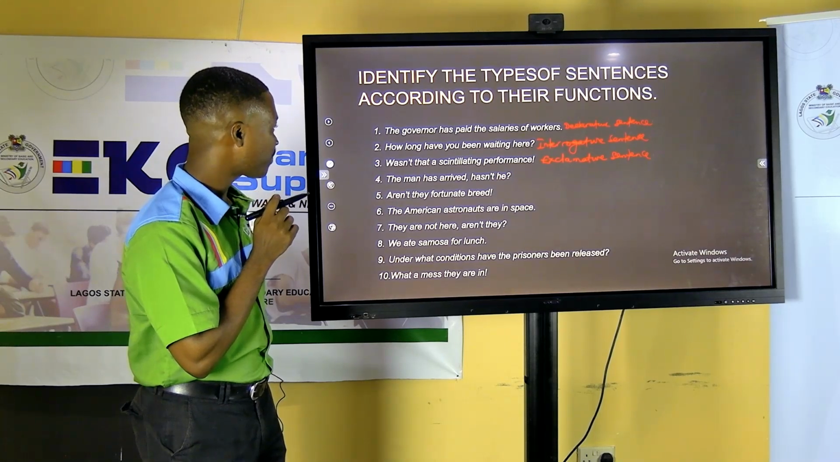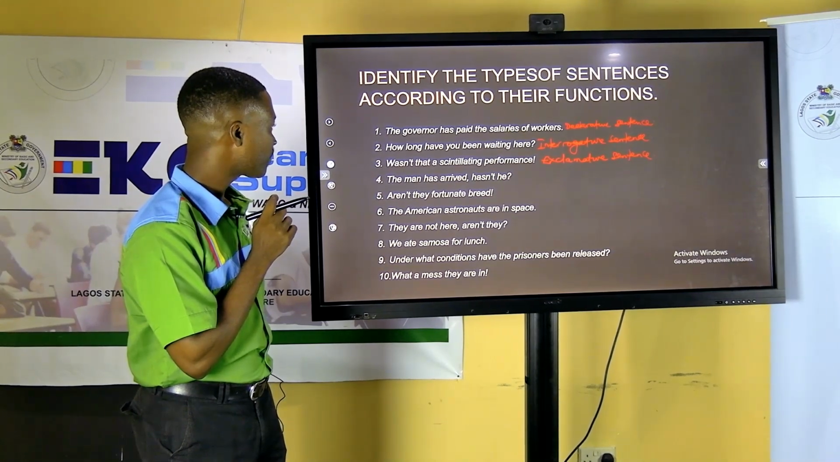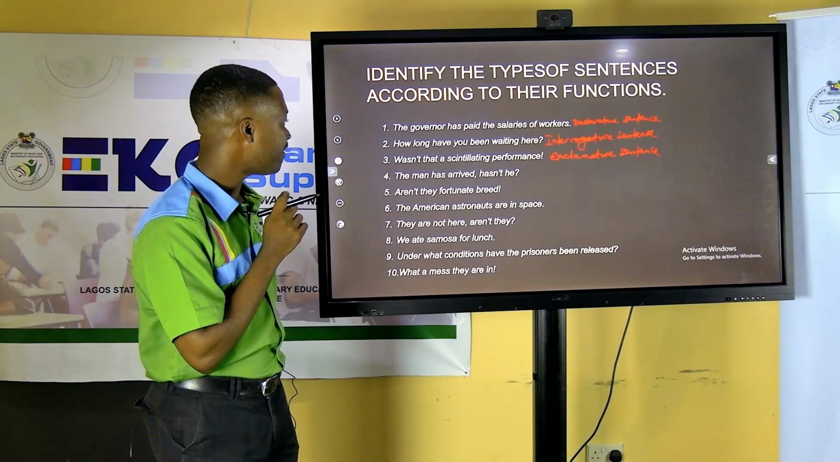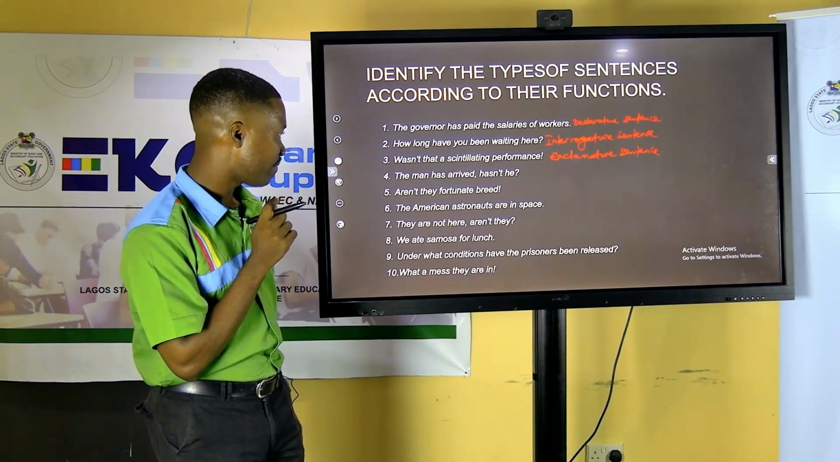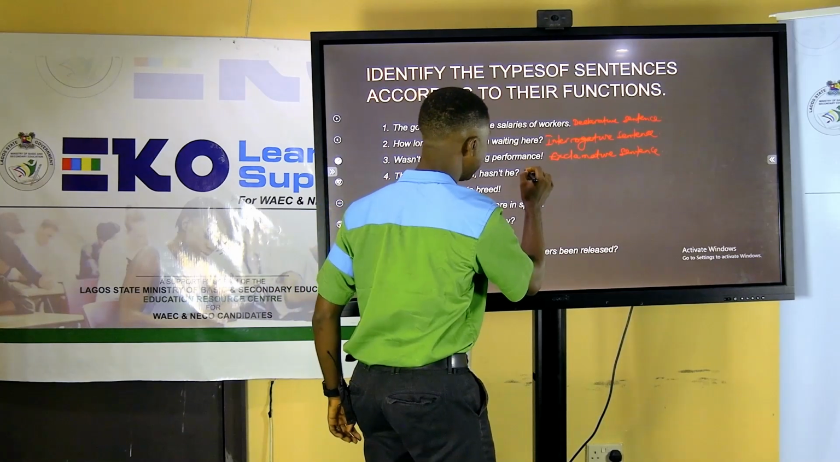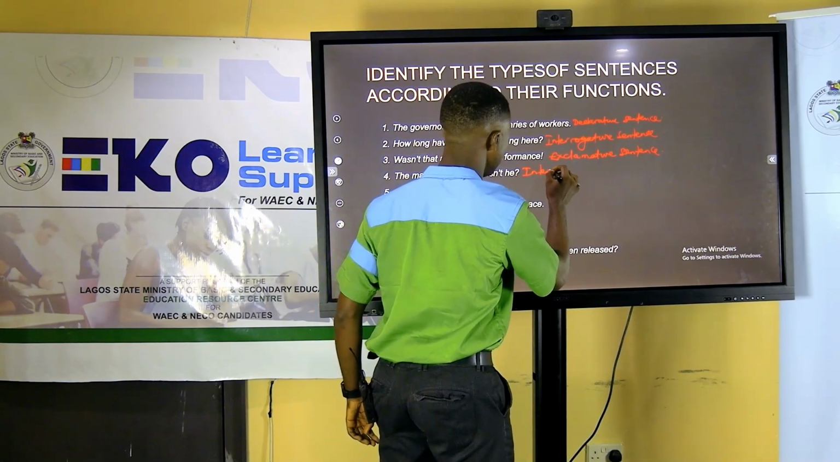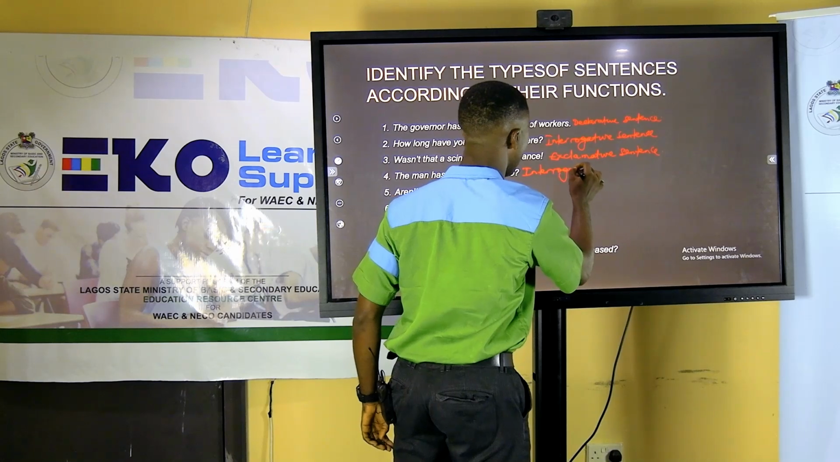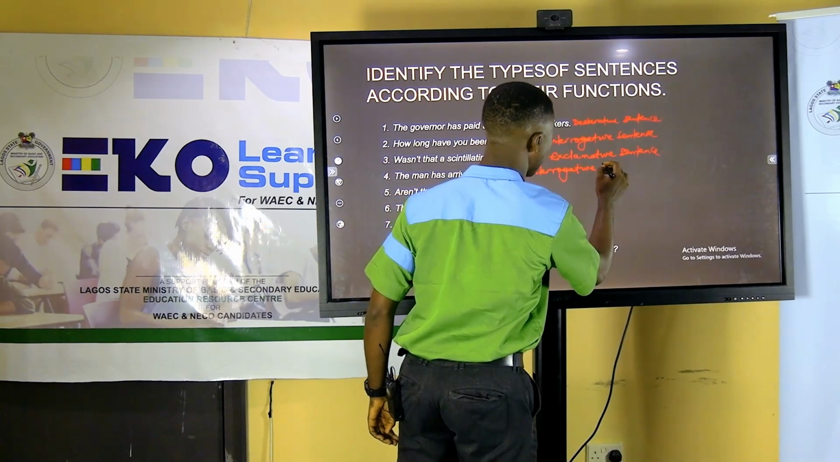The next one. The man has arrived, hasn't he? It is what type of sentence? Yes, it is interrogative. This is what we call the tag question.